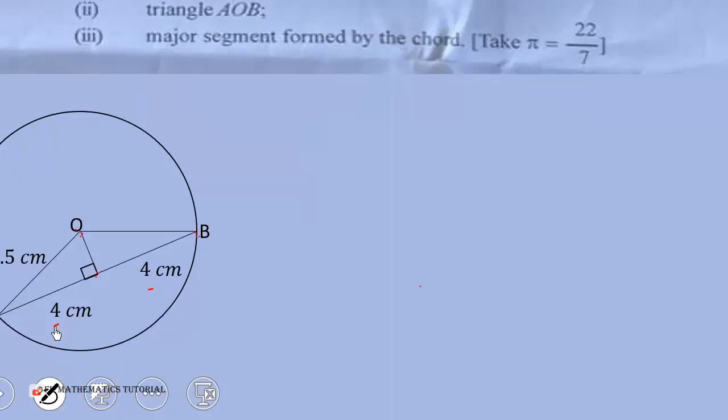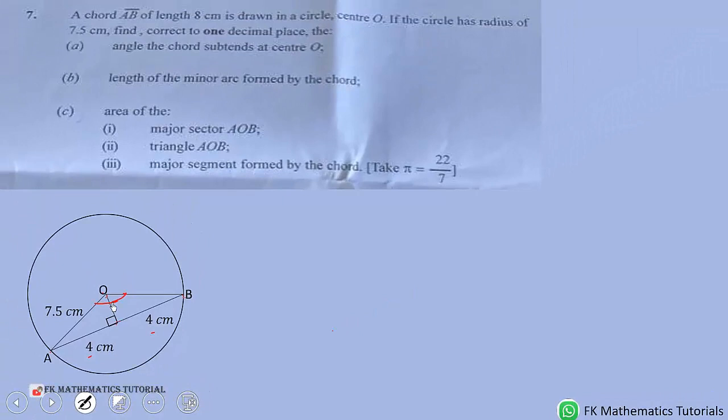So we have to find the angle the chord subtends at the center of the circle. This angle here. You can find half of it here. Then after that, you multiply it by 2. So using triangle O, let's say this is N, triangle O and A, you can find this angle here. Then you multiply it by 2 to get the angle at the center.